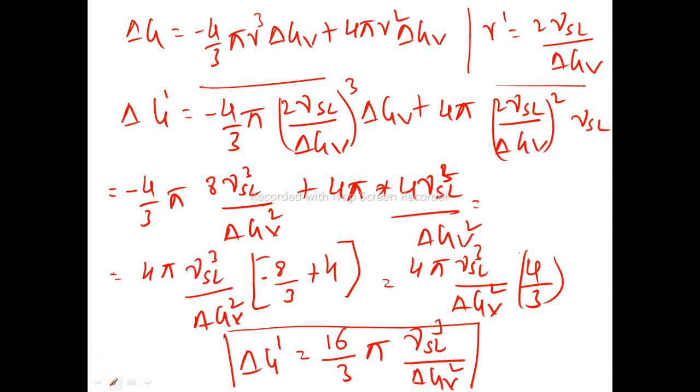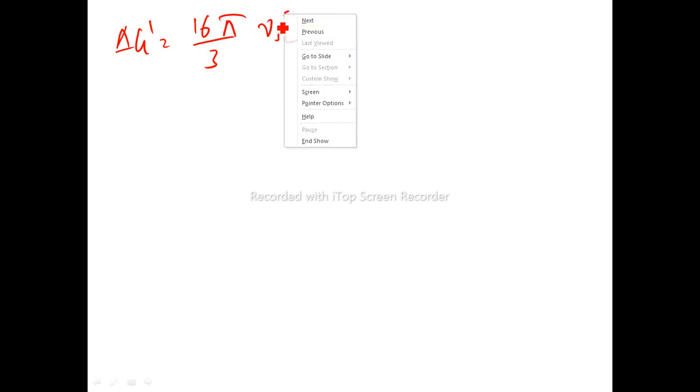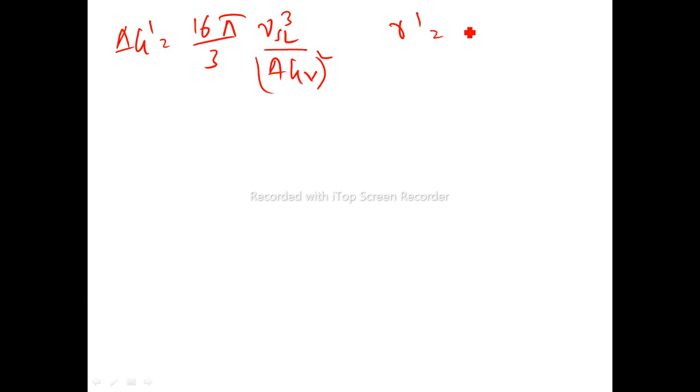Now we will modify these two expressions a little bit. Delta G dash equal to 16 pi by 3 gamma SL whole cube divided by delta GV whole square. Okay, then R dash equal to 2 gamma SL divided by delta GV.